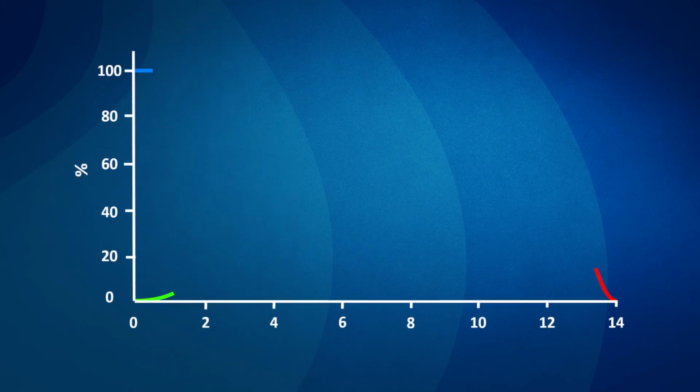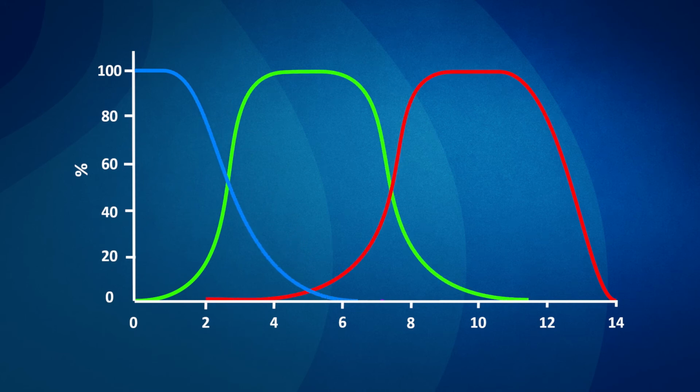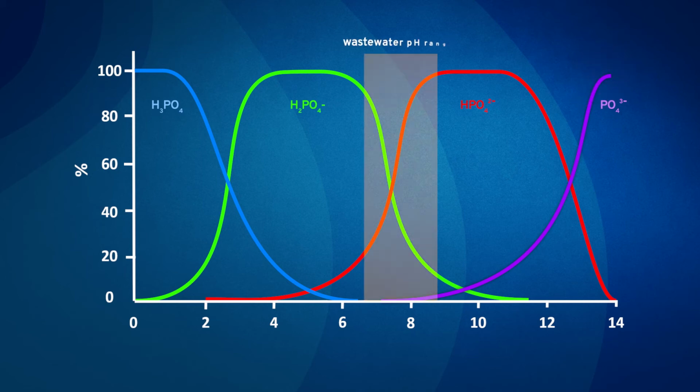With all these equilibrium constants, we can determine the concentration of different phosphate species as a function of pH. This graph shows the percentage of the phosphate species out of the total inorganic phosphate. As you can see on the left side, phosphoric acid is dominant at a very low pH range, lower than 2. On the right side of the graph, you can see that phosphate ions are dominant at very high pH values, higher than 13.